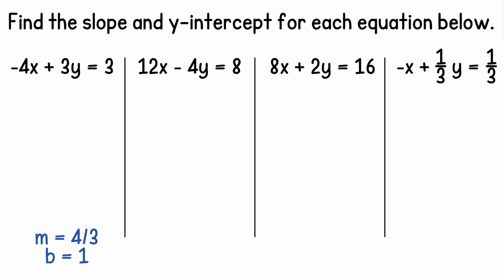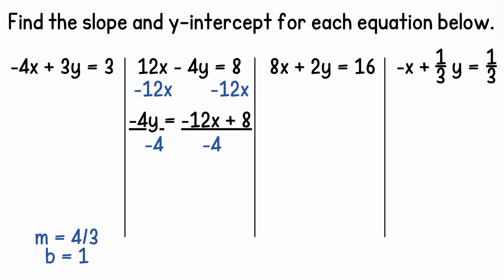Now let's look at 12x minus 4y equals 8. We'll start by subtracting 12x on both sides. This gives us negative 4y is equal to negative 12x plus 8. Now we'll divide both sides by the coefficient of negative 4. This gives us y is equal to 3x minus 2. So we can see that our slope is 3 and our y-intercept is negative 2.